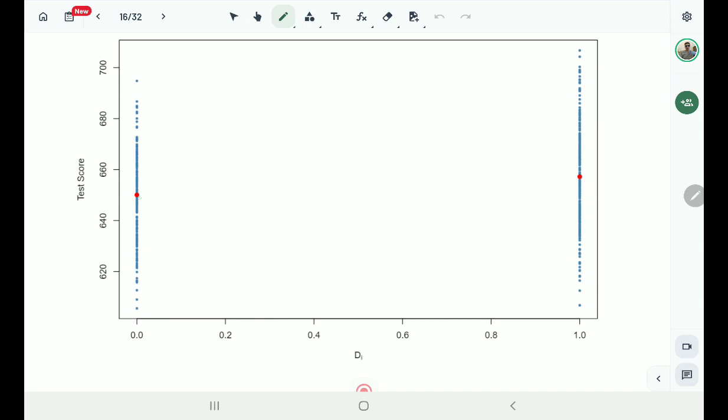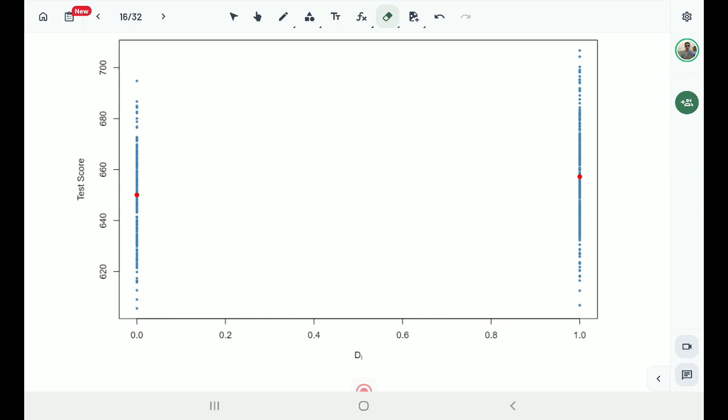You see that the mean score for large class sizes is smaller than the mean score for small class sizes. On average, you can see the errors, the deviation from this average, this red point. If you count the vertical deviations of these points from the red dot, you can see that on average it is 0, in both cases.